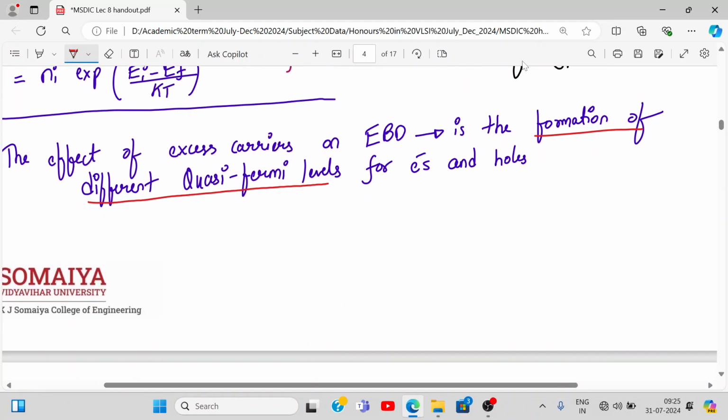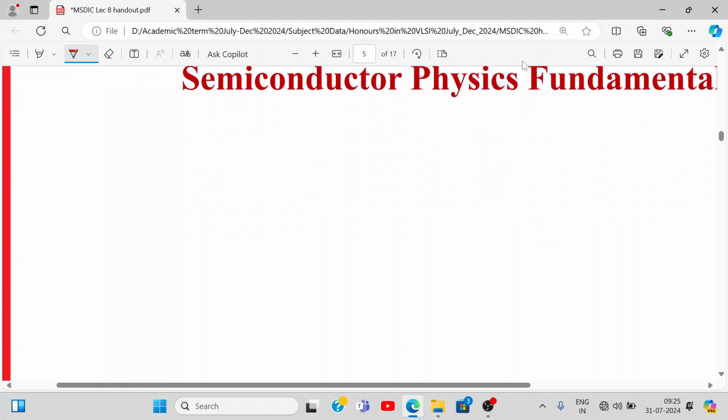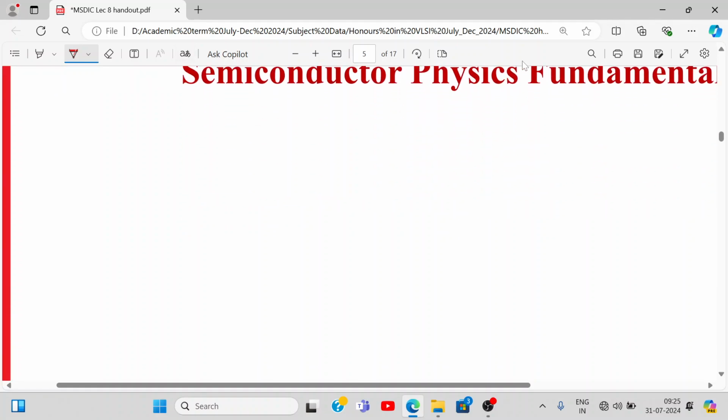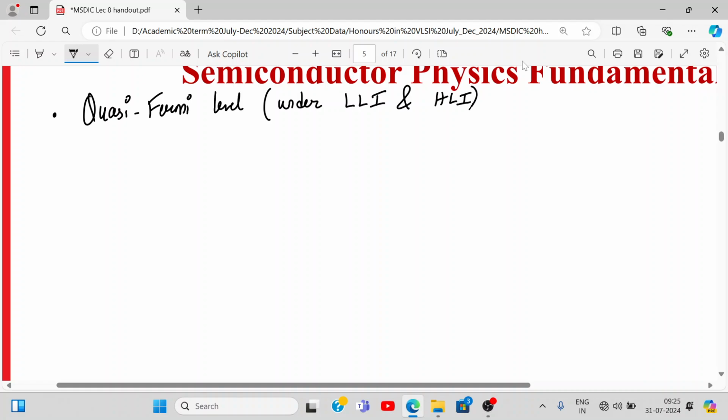Let me draw and show it to you first, then I'll explain. So let's draw this energy band diagram. Write down, topic is quasi Fermi level. Bracket under. You know what is LLI, right? Low level injection, and HLI, high level injection.